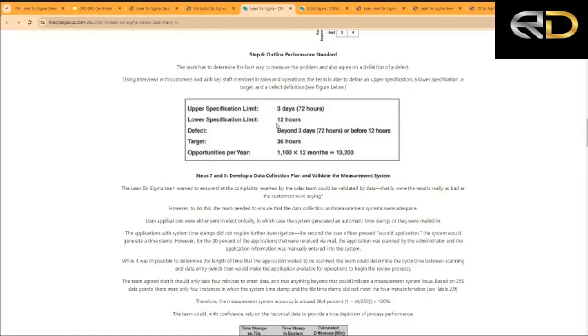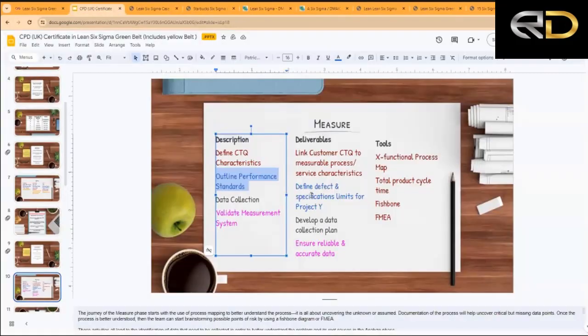The lower specification limit, that is the minimum time the bank needs to process the credit card or loan, is 12 hours. What is a defect? A mistake is basically a credit card or loan that is delivered after 3 days or before 12 hours. So the target, the time we need to meet in order to avoid a defect, is to process this credit card and loan in 36 hours. Okay, so that is what you have here.